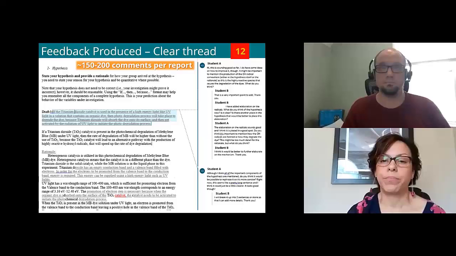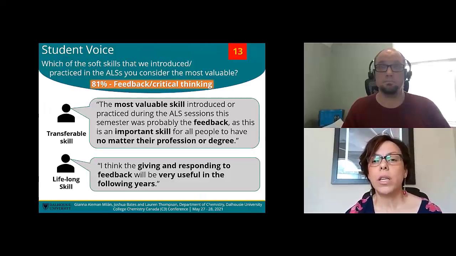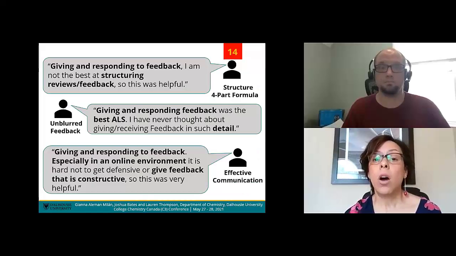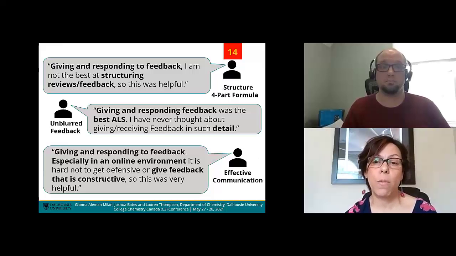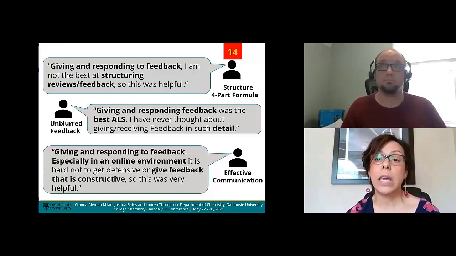and grade their feedback. When asked which of the soft skills introduced or practiced in the active learning sessions they consider the most important, 81% of the students responded that the most valuable skills were the feedback and the critical thinking involved in giving and responding to feedback. So for some students, this exercise was a true realization that feedback is indeed a transferable lifelong skill. Others recognize the impact of properly structuring the feedback, in particular the use of the 4-part formula, as a key element for producing detailed, constructive feedback and creating an effective line of communication, especially in the online environment.